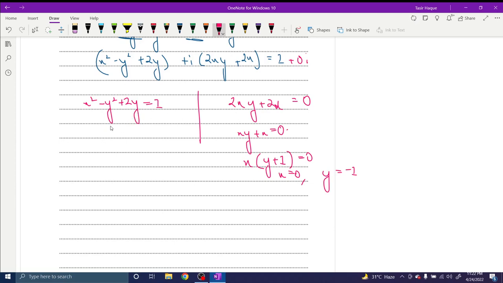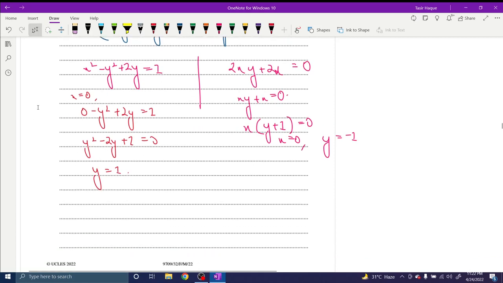So if x is equal to 0, when we input x equals 0 here, what happens? 0 minus y squared plus 2y is equal to 1, or y squared minus 2y plus 1 is equal to 0. If we solve this, what are we getting? y is equal to 1. Okay, that's the only one.